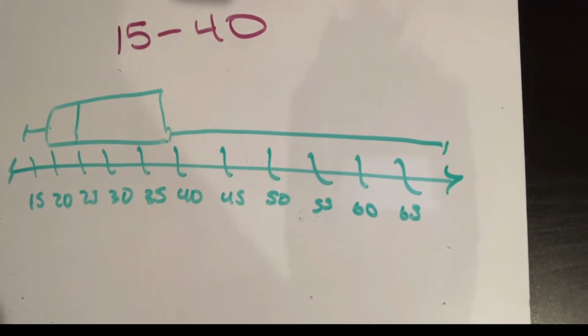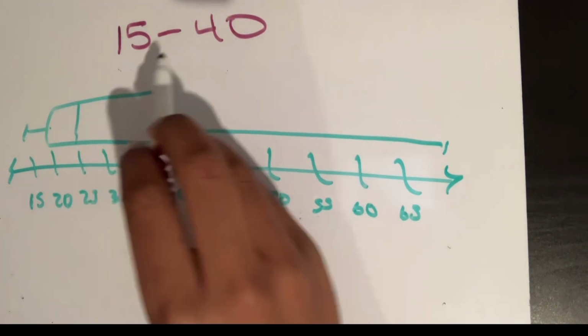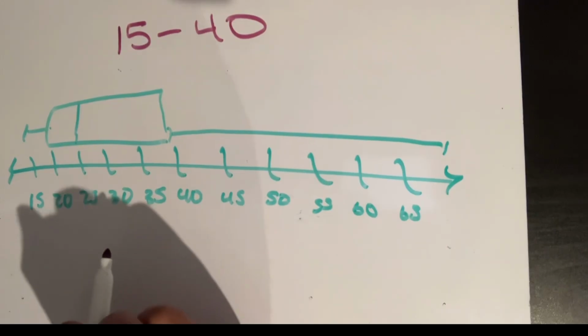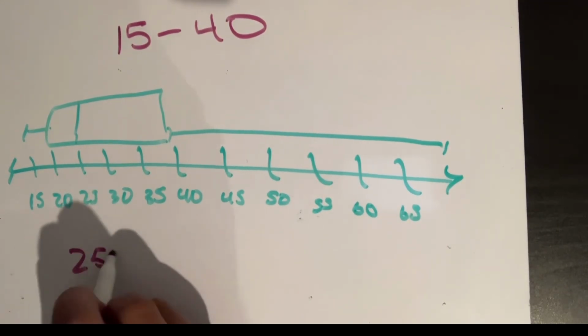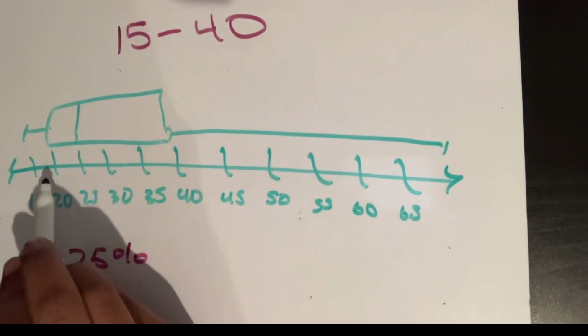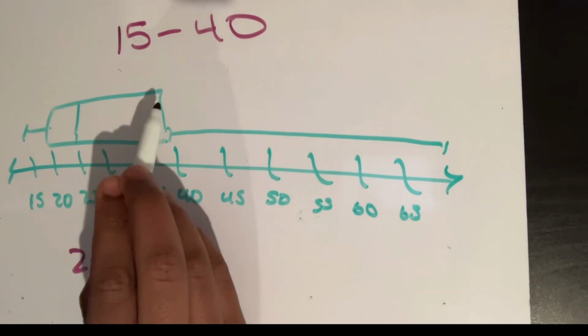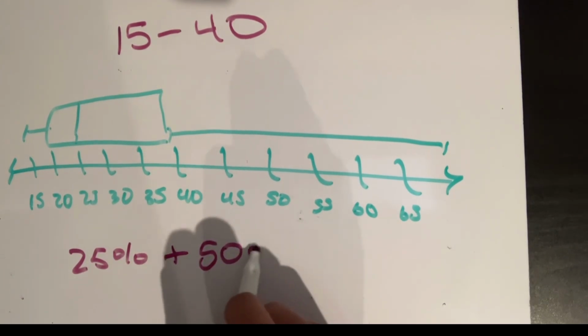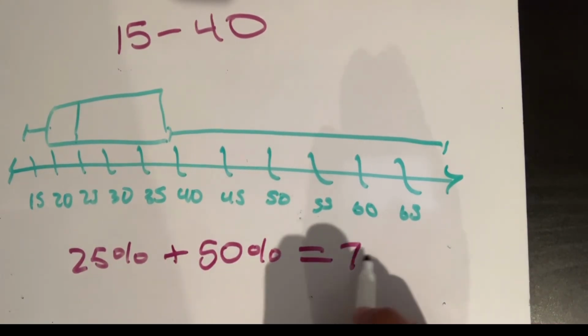Approximately what percent of the box plot is between 15 and 40? Well, 15 to 20 is the left whisker, so that is 25%. And 20 all the way to 40 is the full box, so we can add 50%. Add that up and you get 75%.